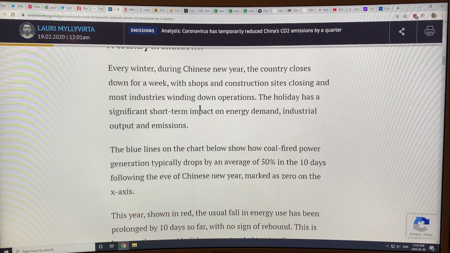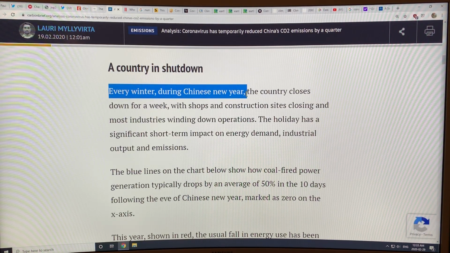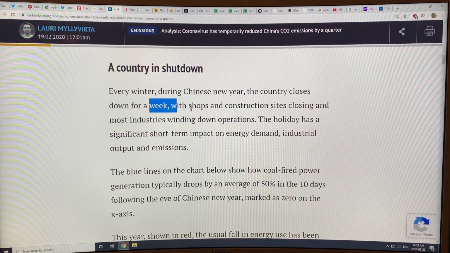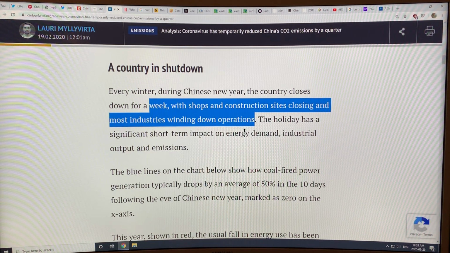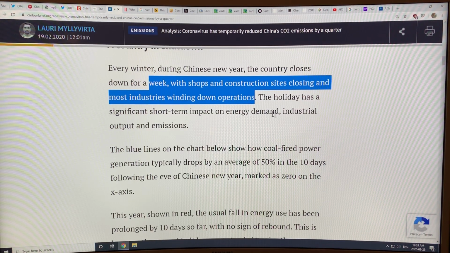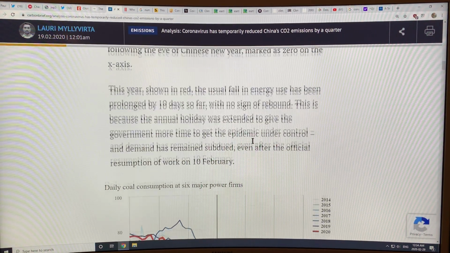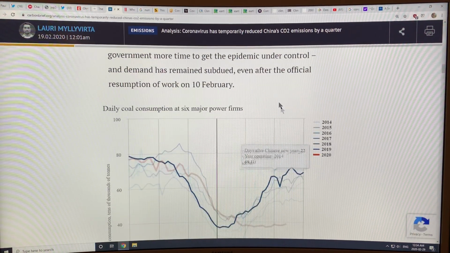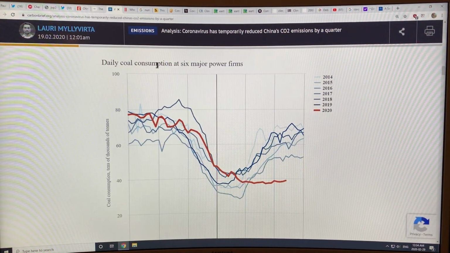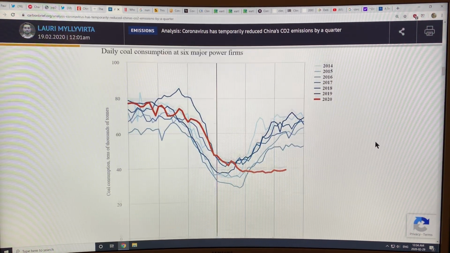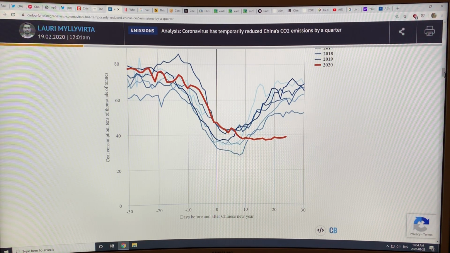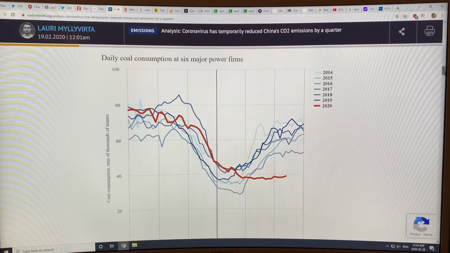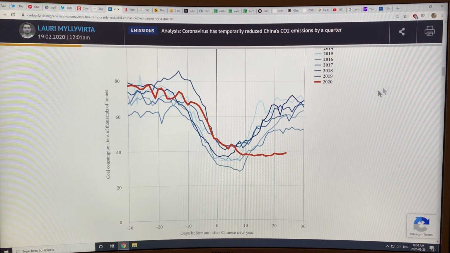And it's important to know that every winter during Chinese New Year, which was January 25th, 2020 this year, the country closes down for a week. So shops, construction sites, everything closes. Industries wind down operations. So there's a short-term impact on energy demand, industrial output, and emissions. The thing is, things stayed shuttered this year. So this is daily coal consumption at 6 major power firms. This is days before and after Chinese New Year.